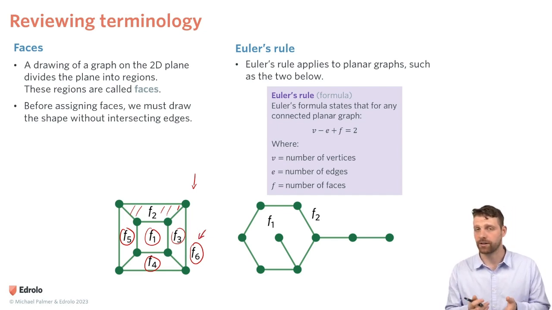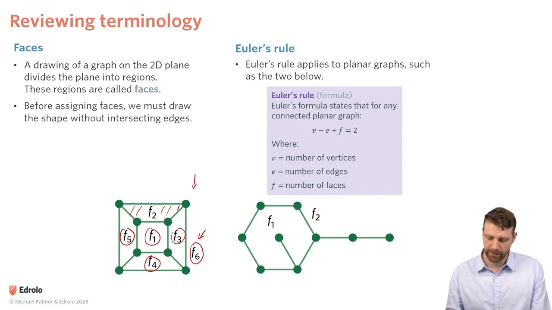If you're going to assign faces, you have to redraw your planar graph so there are no intersecting edges. This brings us to Euler's rule, which applies to planar graphs. Here it is here. We've got V minus E plus F equals 2. So Euler's rule tells us a relationship between vertices, edges, and faces. It turns out if the graph is planar, if you count the vertices, the edges, and the faces, and put them in this formula, you should always get 2.